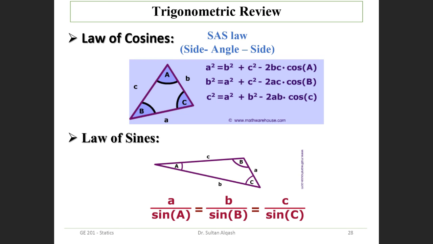Here is the law of cosine, which is important. Also the law of sine. Whenever you have side angle side known, if I have two sides known and one angle, I can use the law of cosine. If I know two angles and one side, I use the law of sines. Clear? Again, if I have two sides and one angle, I use the law of cosine. If I know two angles and one side, I can use the law of sines. Clear? Simple, right?